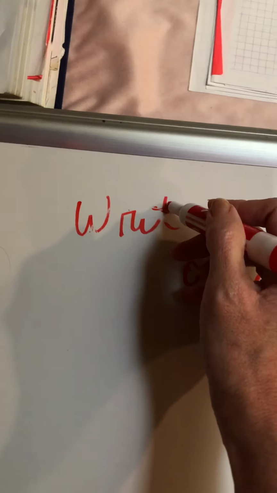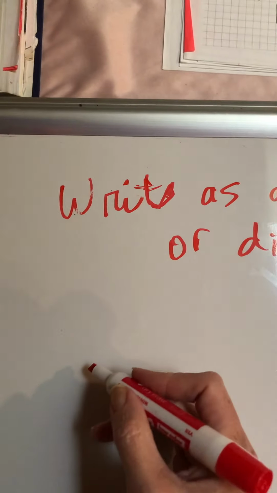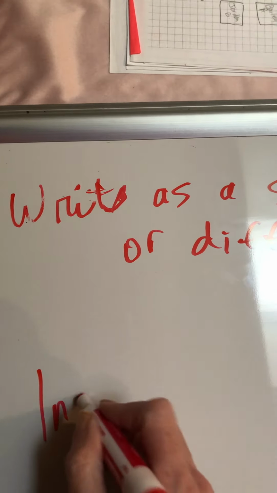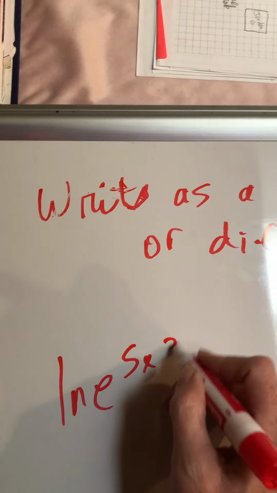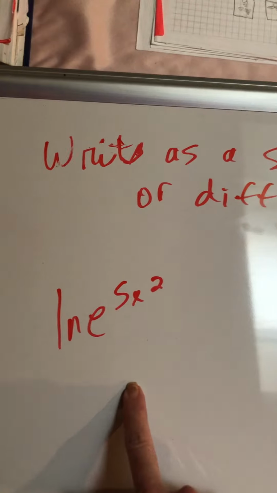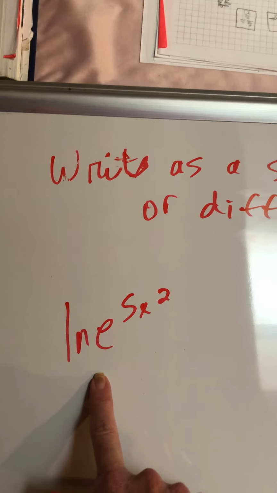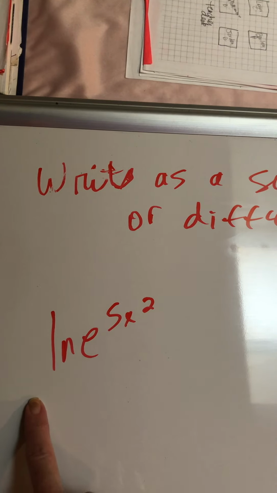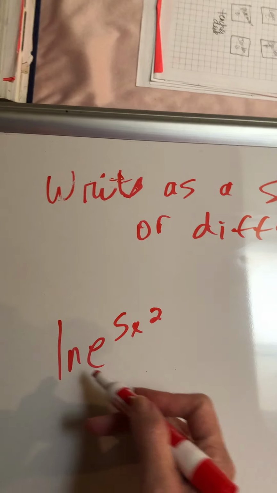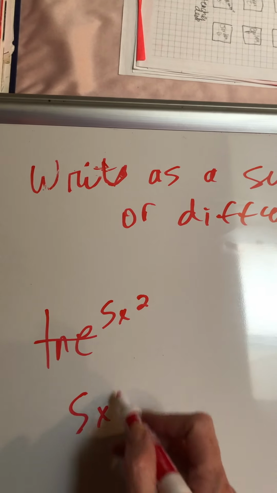Okay, then they just kind of get more. So ln e to the 5x squared. If you see it like this, guys, remember about the ln e. Don't make this complicated. Don't move this to the front. I'll show you both ways. We've already talked about how ln e cancels, so it's 5x squared.